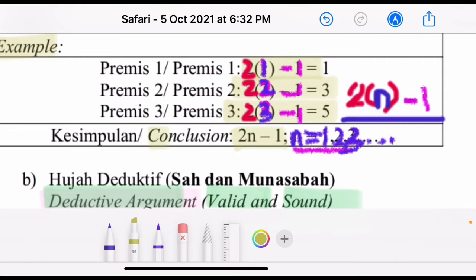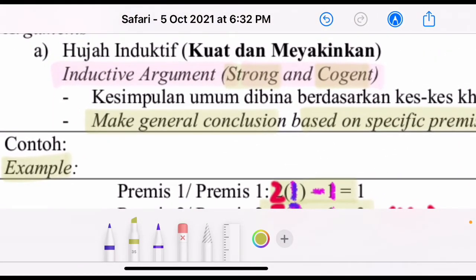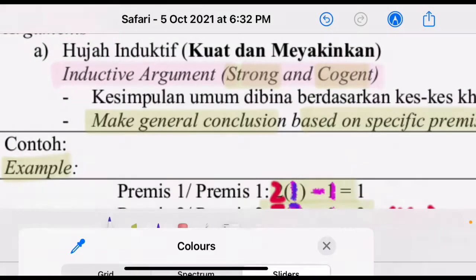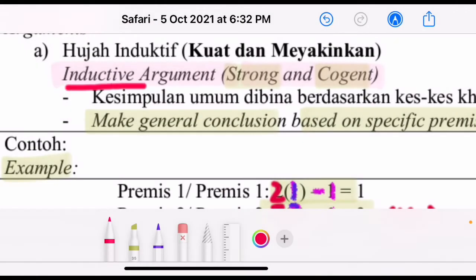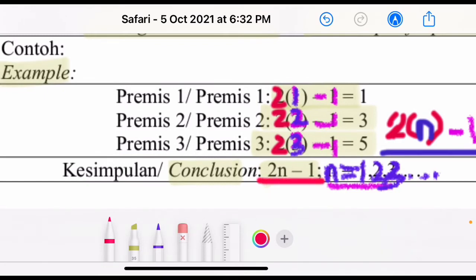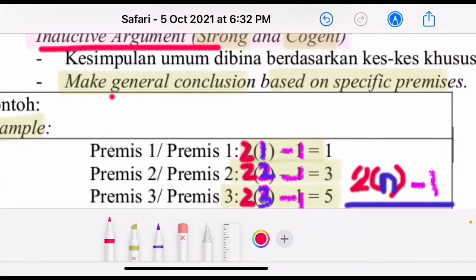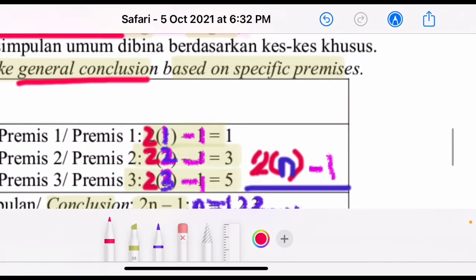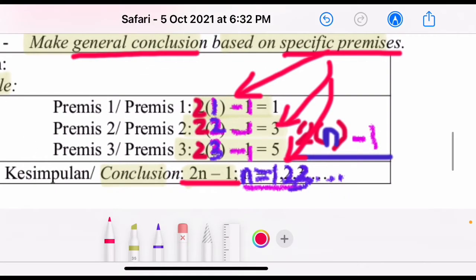So this is called making a conclusion by inductive argument. We call it an inductive argument because we have many specific examples and then we induce one general statement. This is called a general statement: 2n minus 1. So that is how we make a general conclusion based on specific premises. Here we have 3 specific premises: number 1, number 2, number 3.